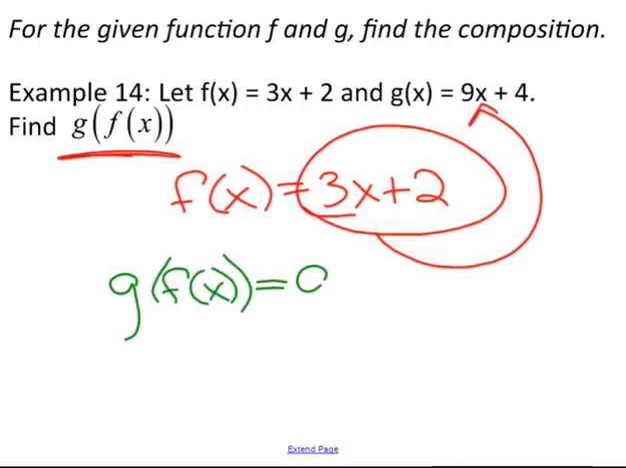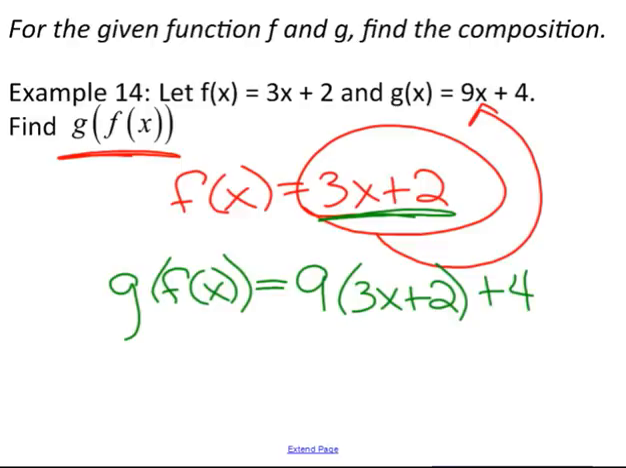I still have my 9 for my g function, but instead of x, I'm going to replace it with my f function, 3x plus 2. Don't forget the parentheses, plus 4. And simplify. 9 times 3x is 27x. 9 times 2 is 18. And 18 plus 4 is 22.